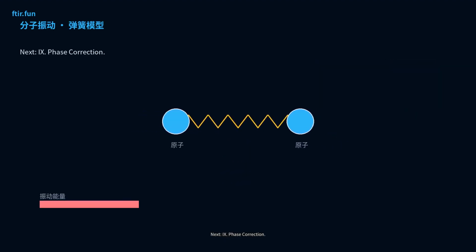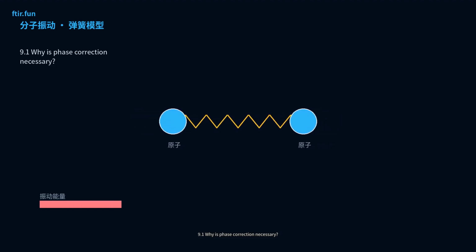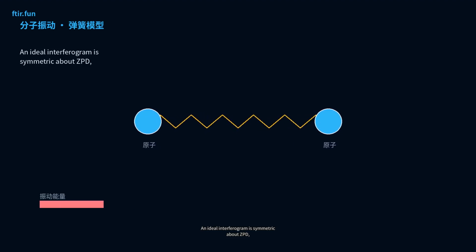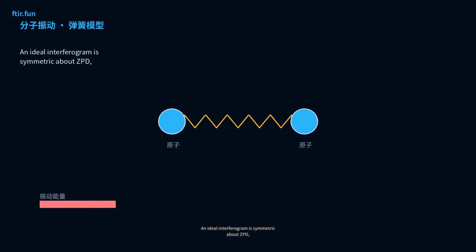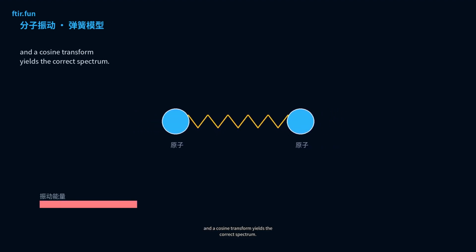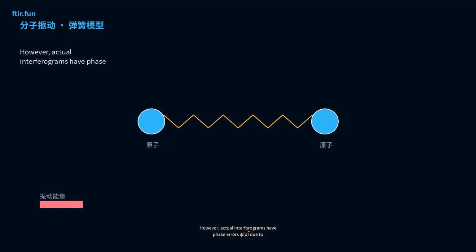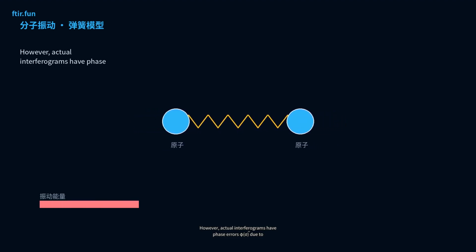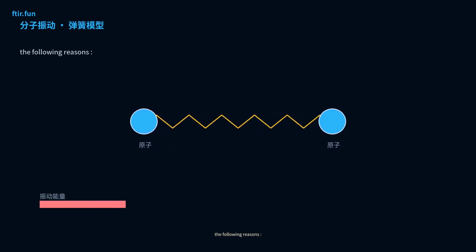Next, phase correction. 9.1 Why is phase correction necessary? An ideal interferogram is symmetric about ZPD, and a cosine transform yields the correct spectrum. However, actual interferograms have phase errors phi due to the following reasons.